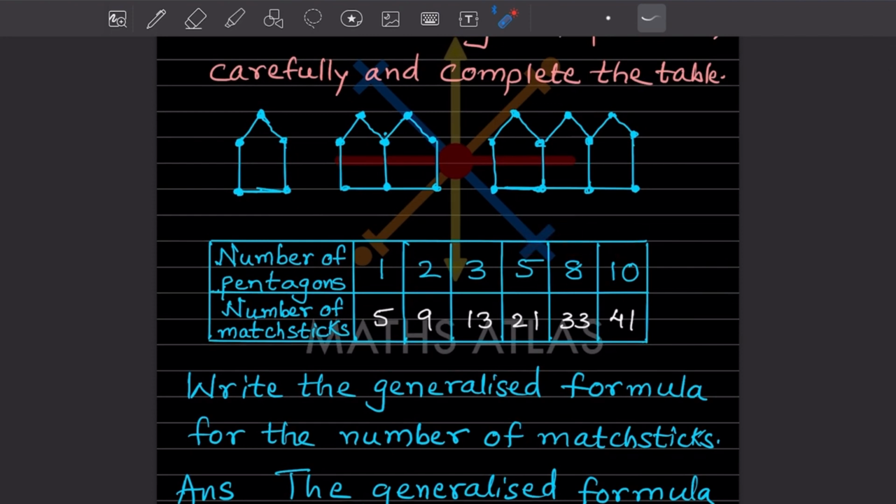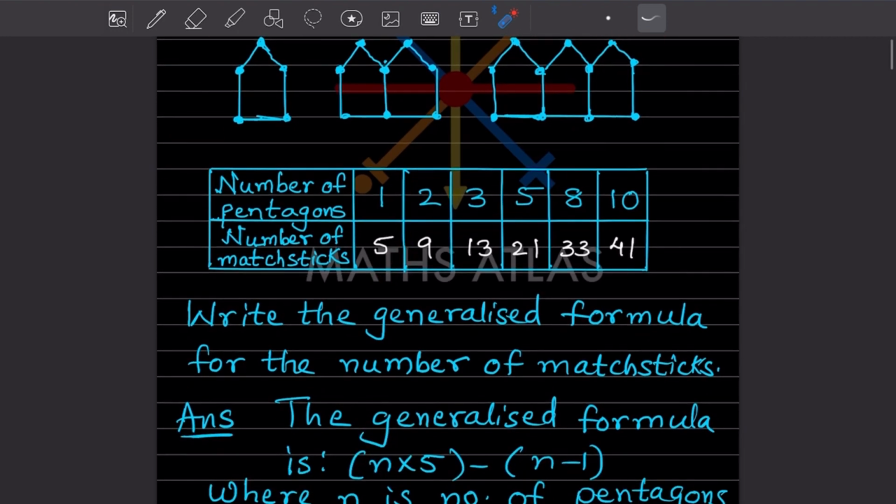So here the generalized formula for this one: there is 1 here, and the number of matchsticks is 5. When we subtract here, this will be 1 minus 1, so this is going to be 0. So 5 minus 0 is going to be 5. Now let us see, what is n here? n is the number of pentagons.